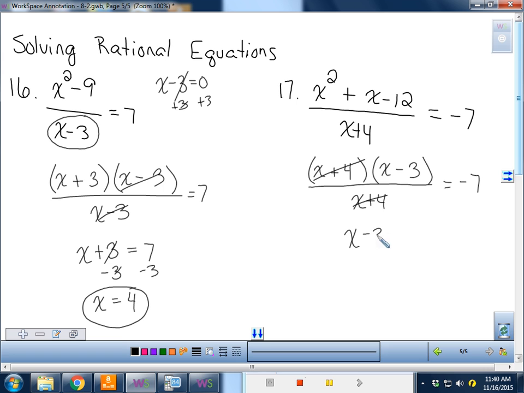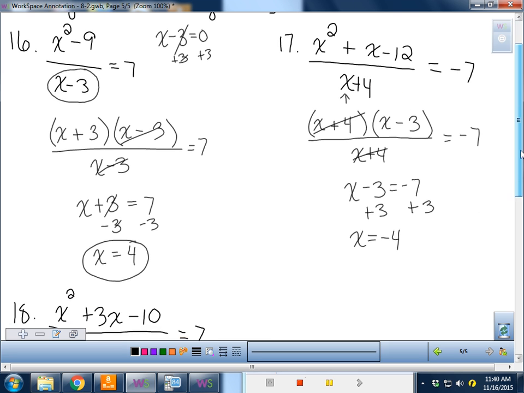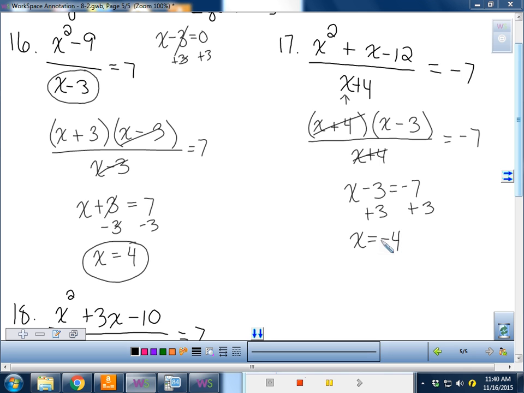So now I just have x minus 3 equals negative 7. To solve for x, I add 3. So I get x equals negative 4. So I need to think about that answer. If I were to plug negative 4 in right here, negative 4 plus 4 would give me a 0. And I can't have a 0 in my denominator. So since that is the only answer I have, it's extraneous, so we have to say no solution.